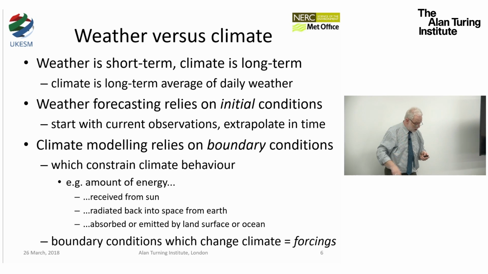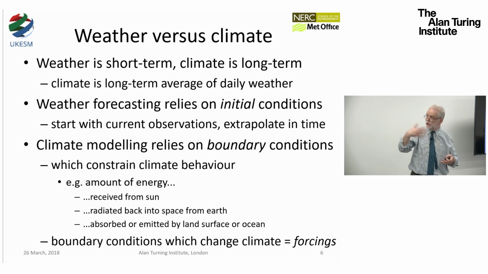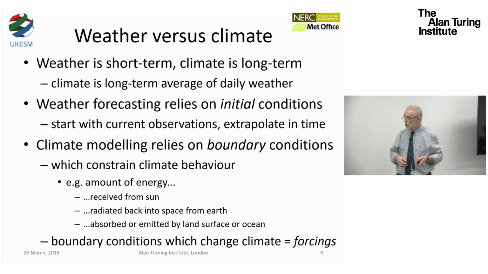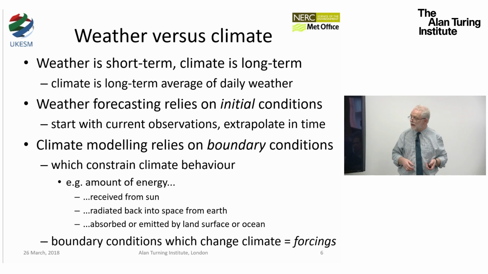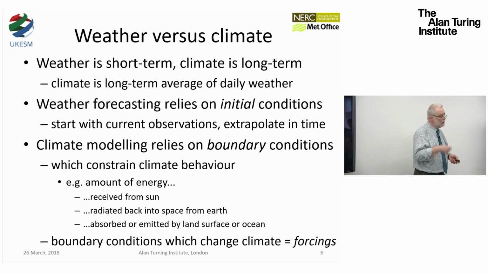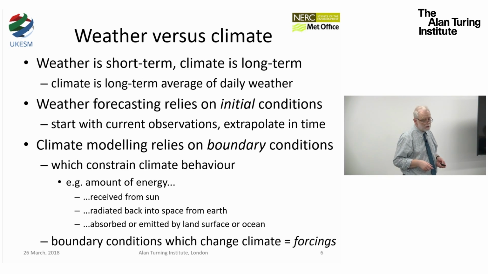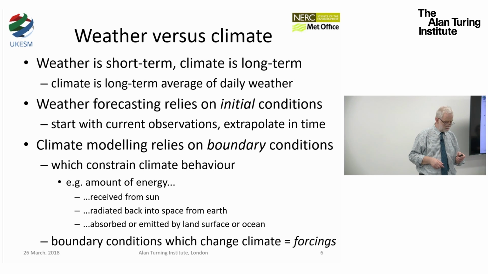In fact, a climate model relies on boundary conditions which constrain its behaviour. And typically there we're looking at things like the amount of energy coming into the system from the sun, the amount that's radiated back into space or absorbed or reflected by the land surface or the ocean. And these boundary conditions, as again you already know by now, which change the climate, are referred to as forcings. And we're going to be looking at different sorts of forcings when we look at different sorts of climate model.